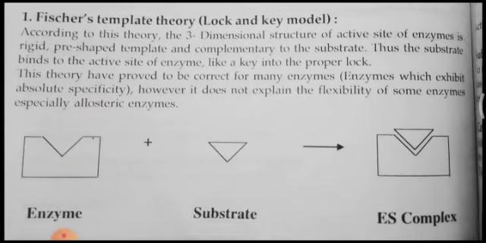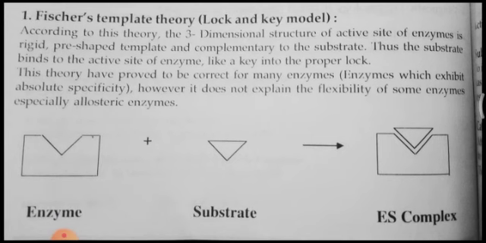Now we are going to discuss Fischer's template theory or lock and key model theory, which usually explains the specificity of the enzymes. According to this theory, the enzyme is a rigid, pre-shaped template and complementary to the substrate. Complementary means the active site, the binding area of the enzyme, is very similar in shape to that of the substrate. That's why it is considered as lock and key. A particular key will fit a particular lock, and likewise a particular substrate will bind to a particular enzyme.